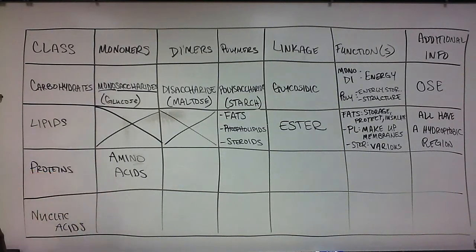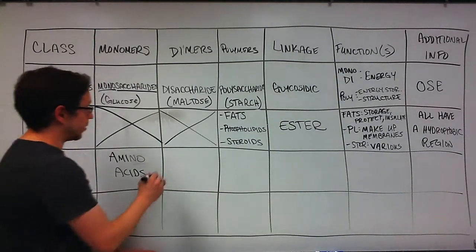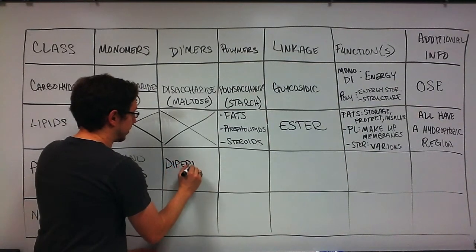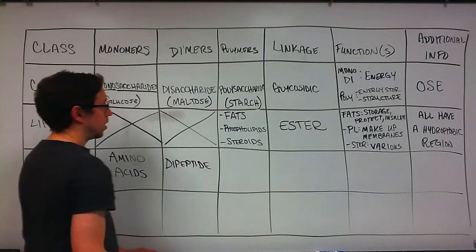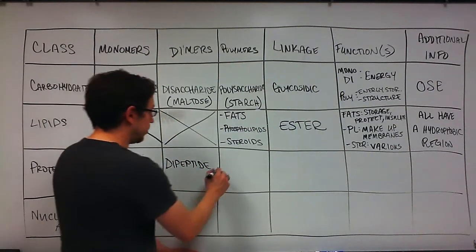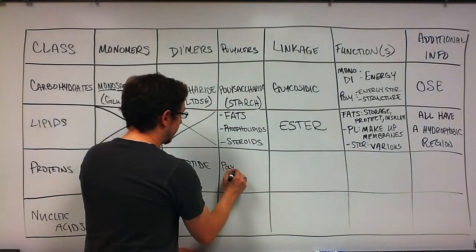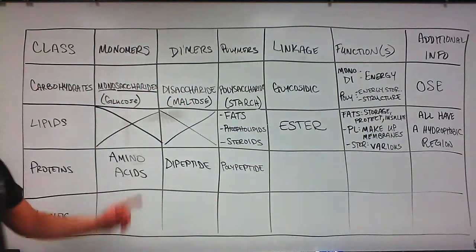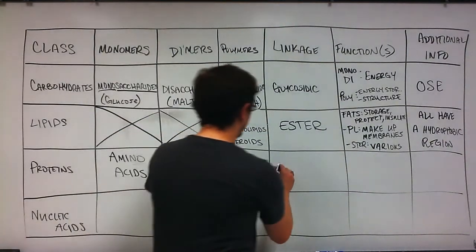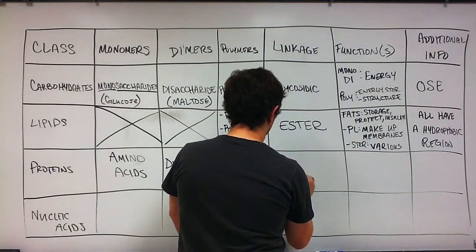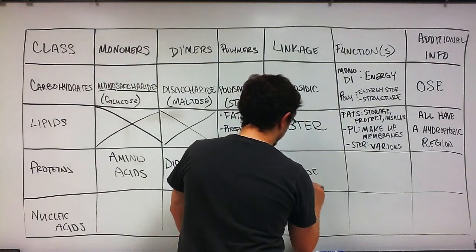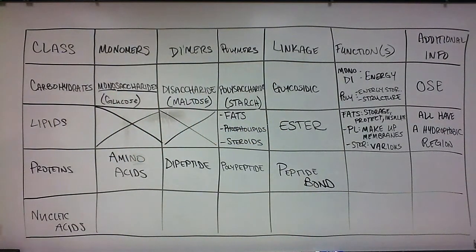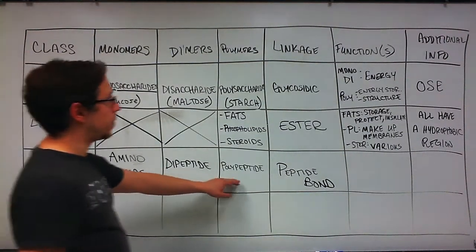So we're going to link 2 or more amino acids together, and if we link 2 of them together, we're going to be left with a molecule we call a dipeptide. Whereas if we link multiple ones together, we're going to be generating a polypeptide. And we do this through a distinct linkage that is called a peptide bond. So we've linked amino acids together to form a dipeptide or a polypeptide.